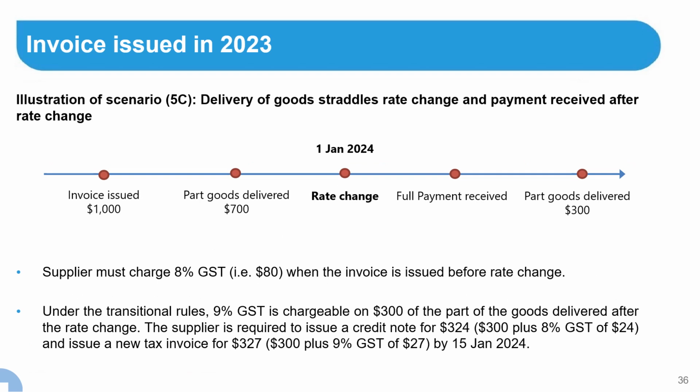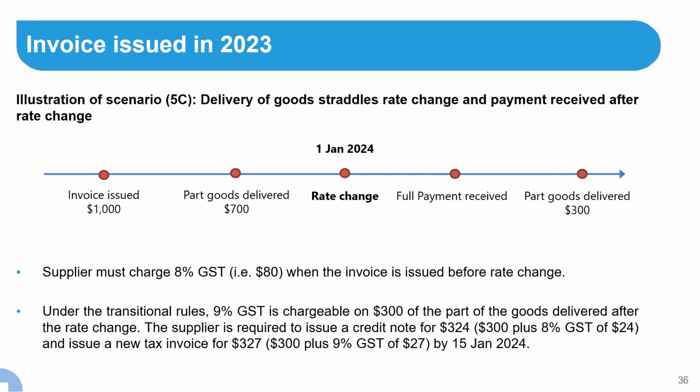Let's take a look at an example under Scenario 5C, where the tax invoice is issued and part of the goods are delivered before the rate change date. The payment is received and the remaining part of the goods is delivered after the rate change date. Similarly, the supplier must charge 8% GST on the supply, that is $80, when he issues the tax invoice.